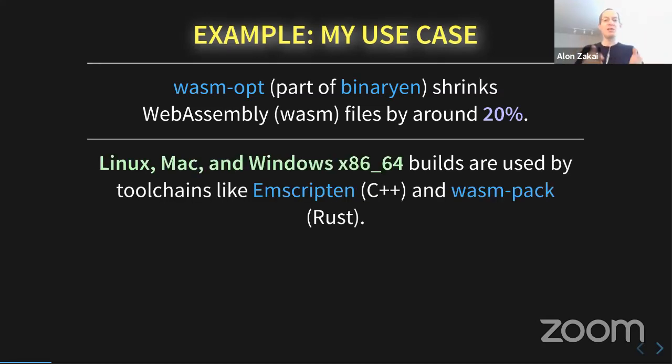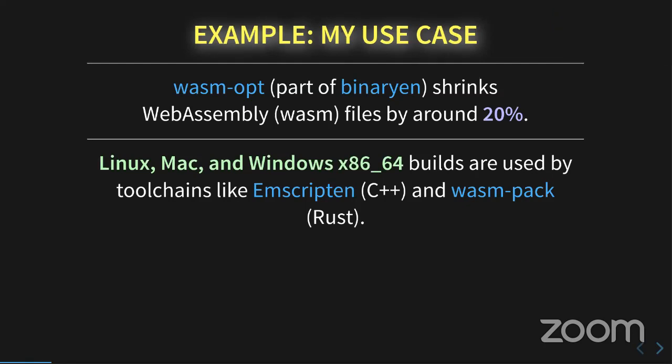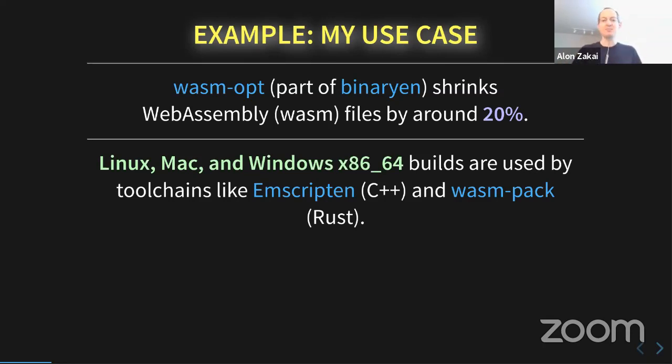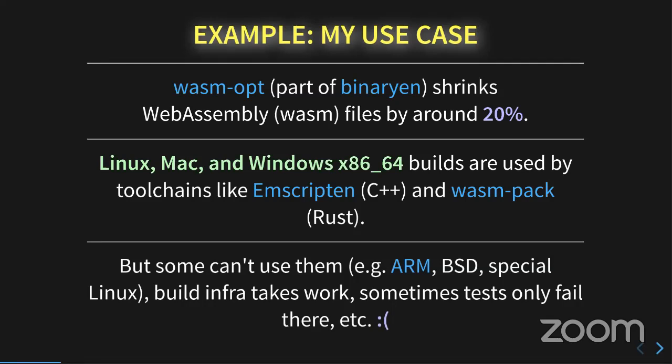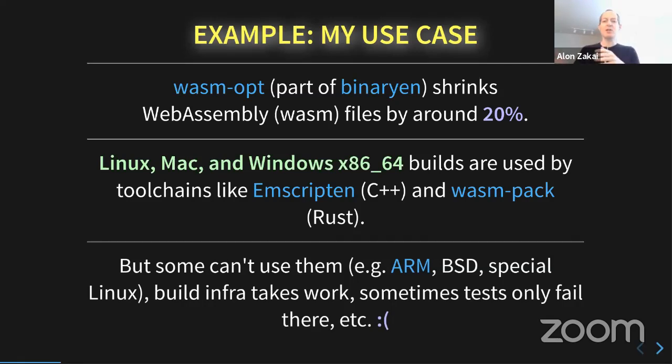Okay, so we have builds for Linux, Mac, and Windows of Wasm-Opt for 64-bit Intel, and they're used in Emscripten and in Webpack and other places, and generally speaking, everything works fine. But of course, nothing is perfect, so some users can't use them. They might be on ARM, they might be on 32-bit Intel, they might be on BSD or very new or very old Linux. And in general, build infrastructure just takes work. It's more work for every OS that you support. And sometimes a test or something only fails on one. So there is a lot of annoyance in this process that I'm sure is familiar to people that ship binary executables.